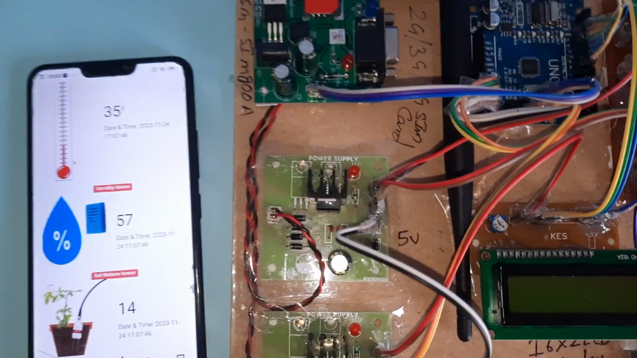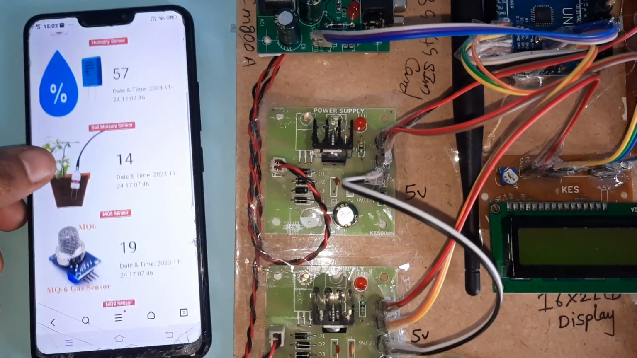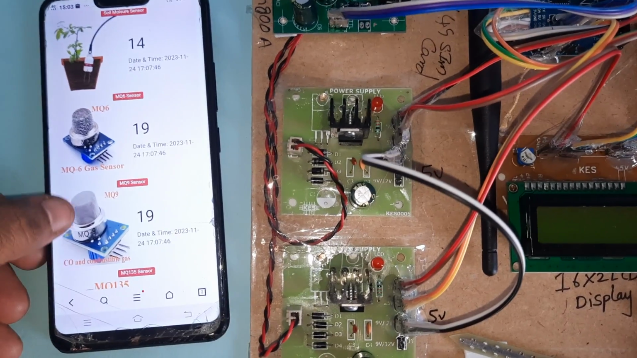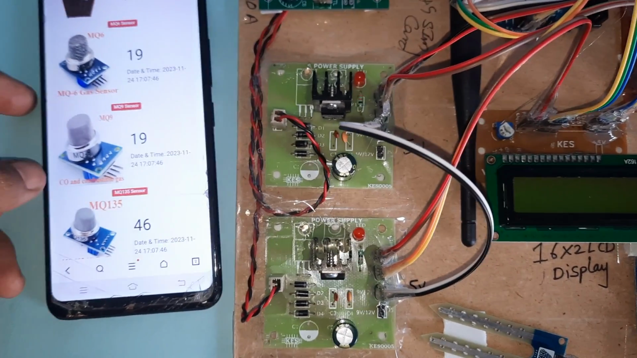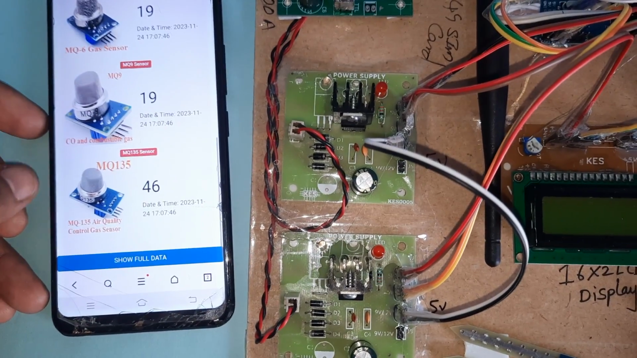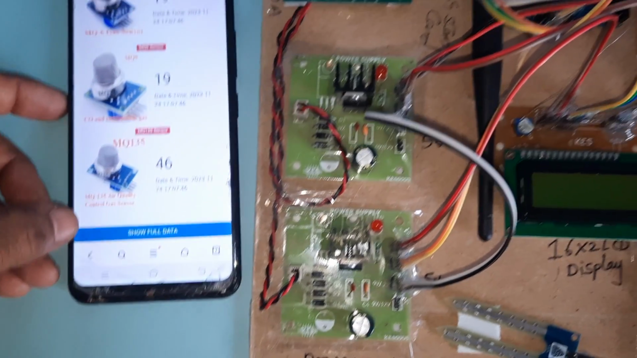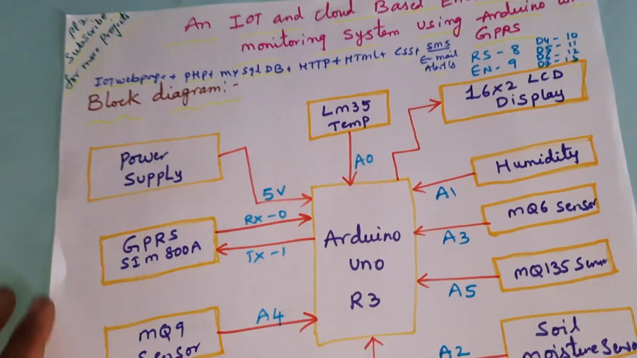Okay, so we have the temperature sensor, humidity sensor, moisture sensor, MQ6 gas sensor, MQ9 carbon monoxide sensor, MQ135 air quality sensor. Let us come to the block diagram.